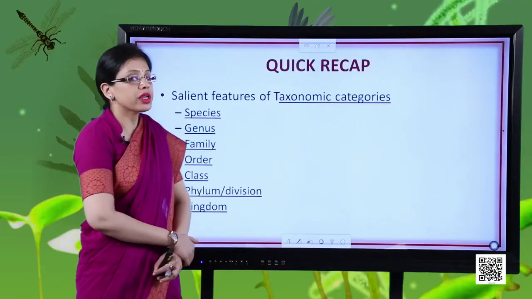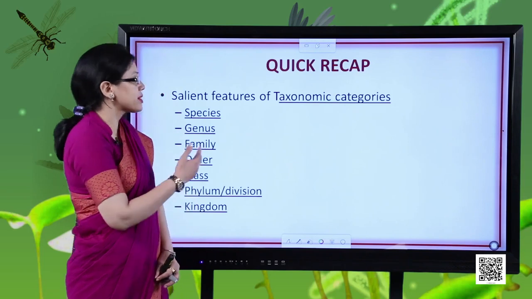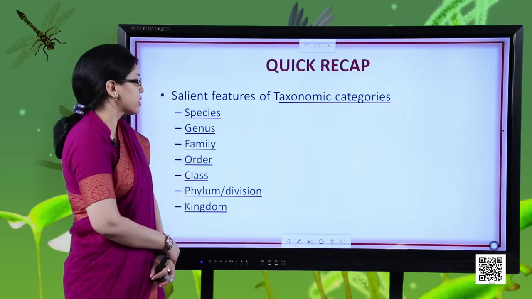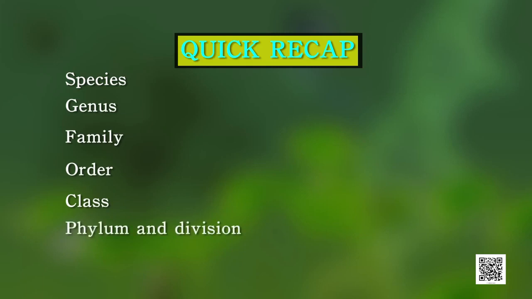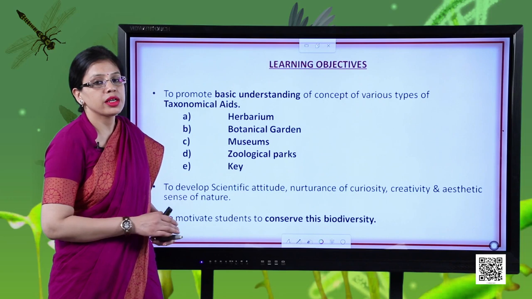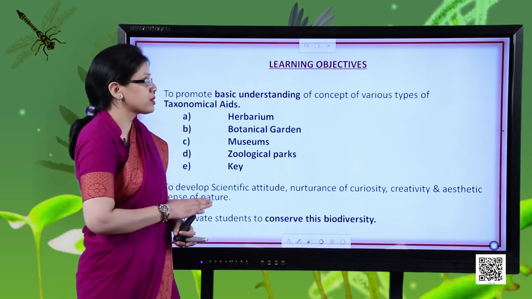Now let's have a quick recap. In your previous session you have studied about various taxonomic categories, like we can have species, then we can have genus, family, after family we have order, then we have class, phylum or division, and the last one which we have is kingdom. So you have already studied about these taxonomical categories before.